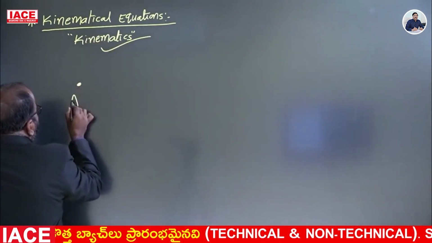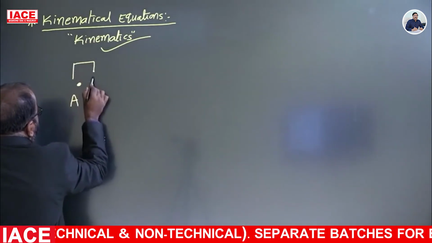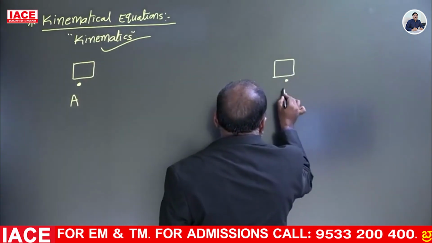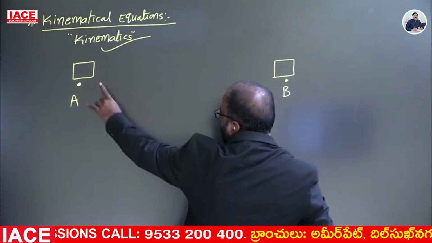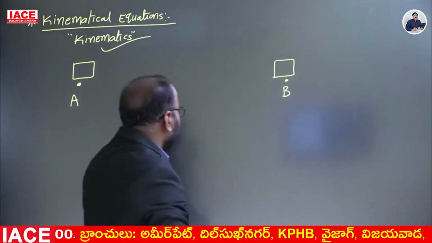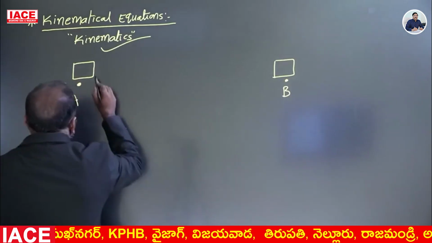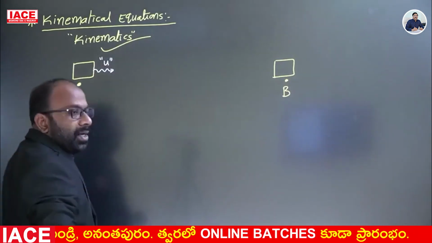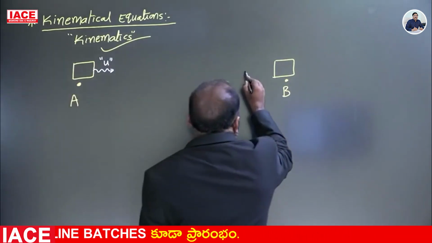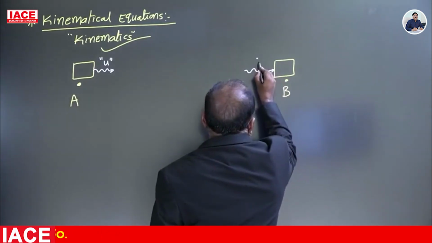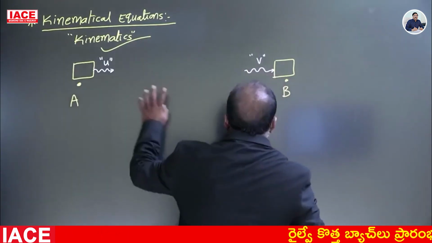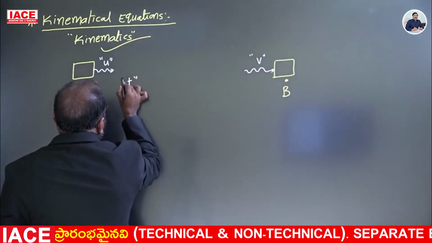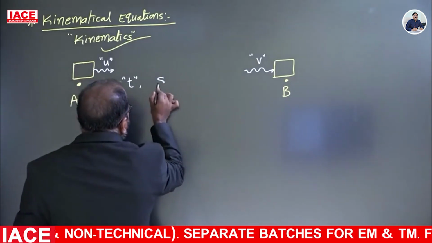Let us see. The object is placed at A. Now the object is displaced from A to B. The initial position of the object is at A, and the final position of the object is B. Initially, it tries to move with a certain velocity. That velocity is called the initial velocity. The object reaches a final speed, that is called V. Initial speed is U, final speed is V. It will take a certain time period to reach from A to B. Displacement of the body is S.